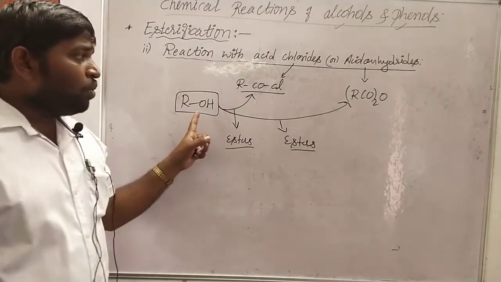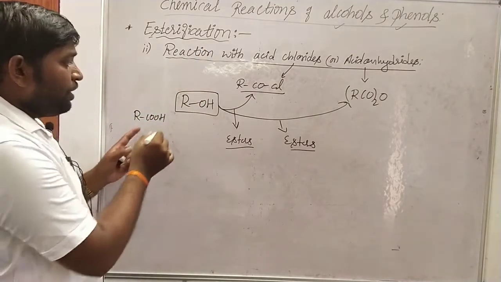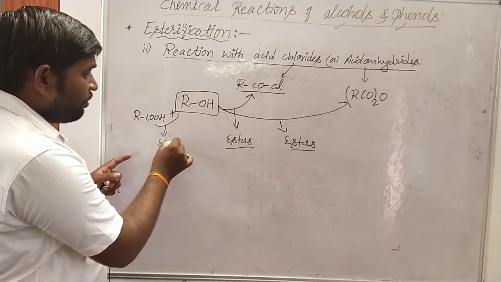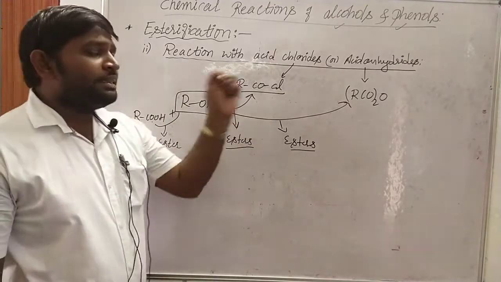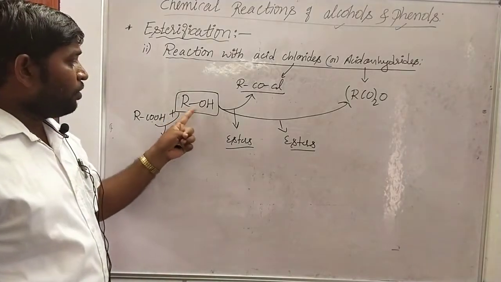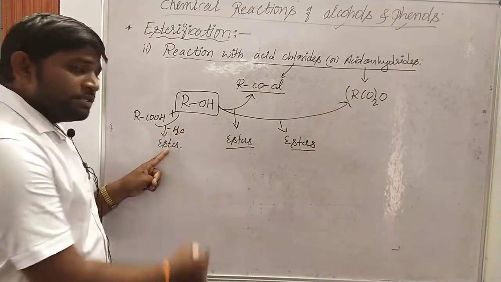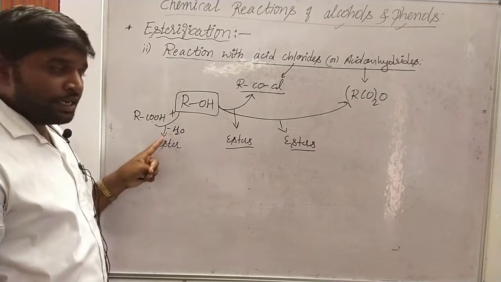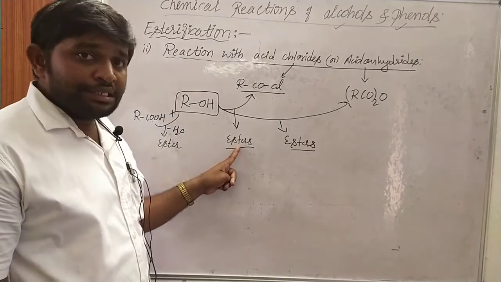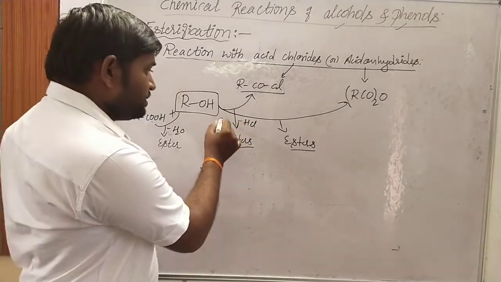So when alcohols react with carboxylic acids, RCOOH, that leads to the formation of ester only. There are many methods of preparation of esters, and these reactions are called esterification reactions. When alcohols react with carboxylic acids, ester is formed by the elimination of one water molecule in the presence of concentrated sulfuric acid. This one we have discussed already. Now let us discuss when alcohols react with acid chlorides, which leads to the formation of esters with elimination of HCl molecule, in the presence of pyridine.